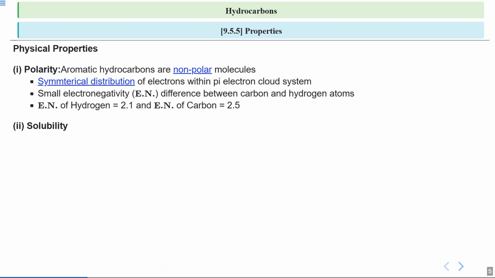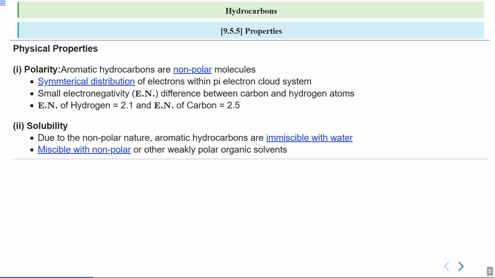So, on that basis, let us talk about solubility. Because aromatic compounds are non-polar in nature, they are insoluble in water, which is a polar solvent. This is a classic example of the rule like dissolves like. Non-polar substances don't mix with polar ones. Instead, aromatic hydrocarbons are miscible with other non-polar or weakly polar organic solvents. That means they can dissolve in substances like benzene, ether or hexane, but not in water.